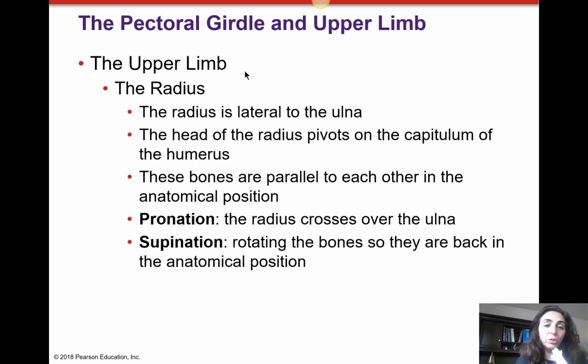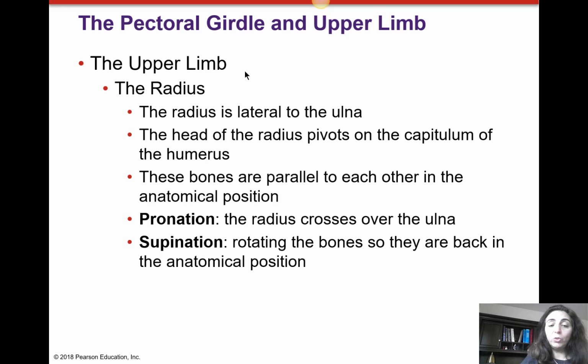Now, let's go over the pictures. Before that, we talked about all these ones. Let's emphasize the radius is lateral to the ulna. The head of the radius pivots on the capitulum of the humerus. These bones are parallel to each other in their anatomical positions. You remember, in anatomical position they are not rotating, because when we rotate the hand the other way so that the palm of the hand goes toward the posterior, these two bones are rotating over each other, right? But in the anatomical position, they are parallel to each other.